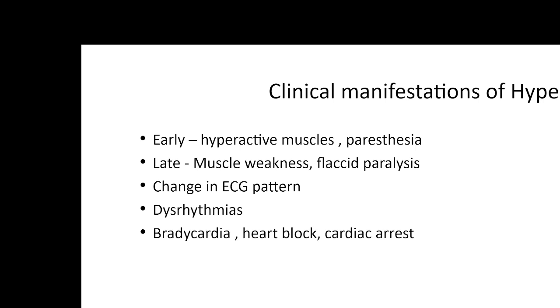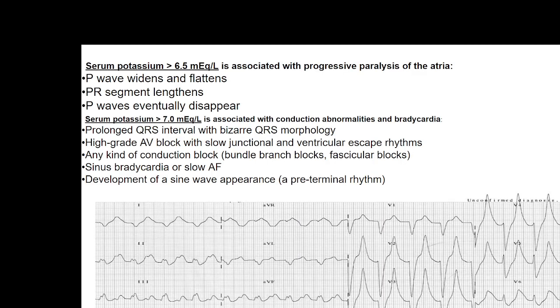Changes in the ECG are also a characteristic feature, where there will be dysrhythmias. Arrhythmias can occur, or bradycardia, the heart rate can be reduced, even heart block can occur, or even cardiac arrest can occur in hyperkalemia conditions. The typical ECG presentation of hyperkalemia, particularly if the level is more than 6.5 milliequivalents, which can result in paralysis of the atrium, particularly in the initial stages, is that the P wave becomes widened and flattened.